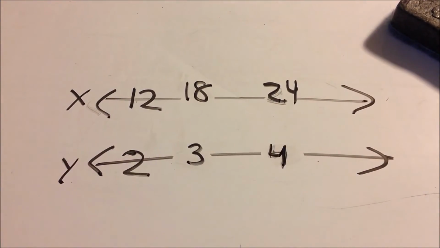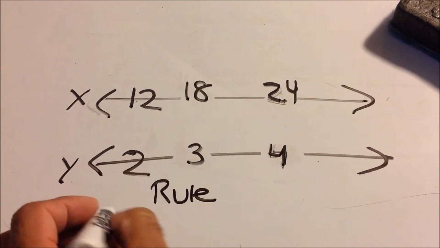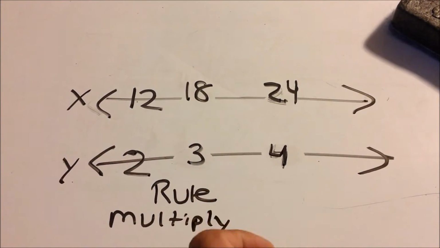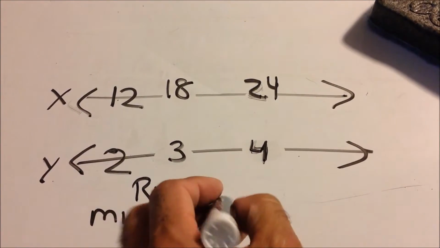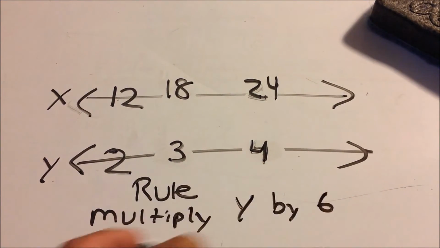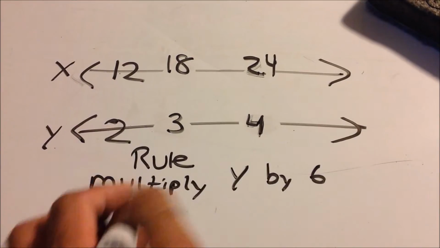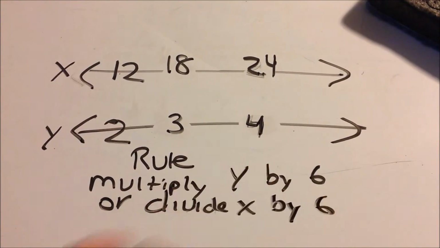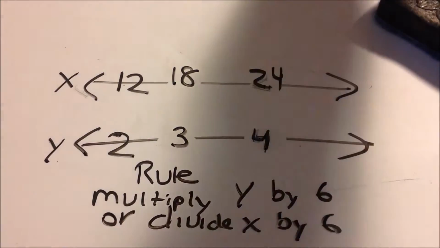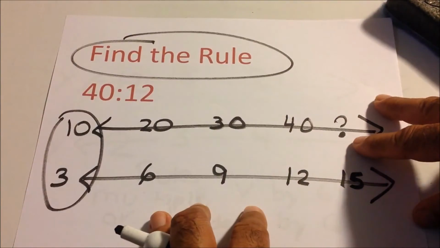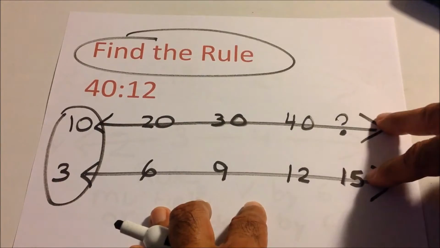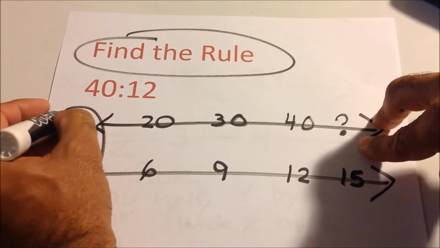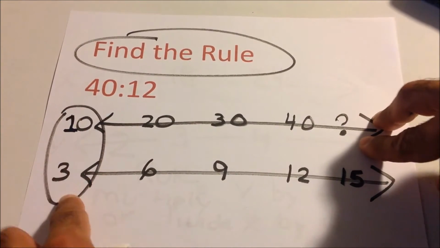So the rule here is multiply the bottom number, we'll say the bottom number, y, multiply y by 6. Or we can say divide x by 6. That's the rule. Let's go here. What is the rule here? In other words, if I take the top number, how am I getting the bottom number?